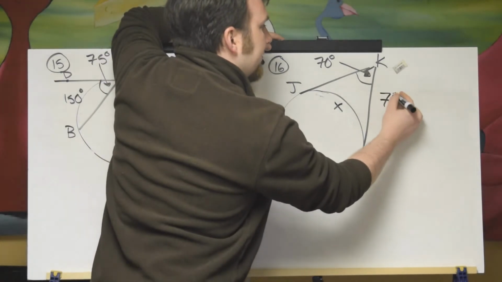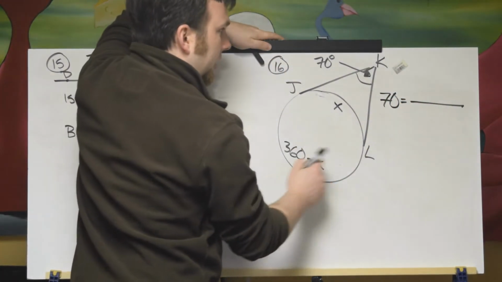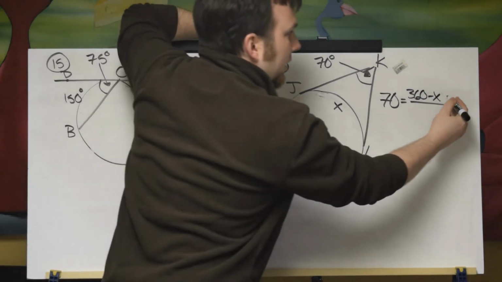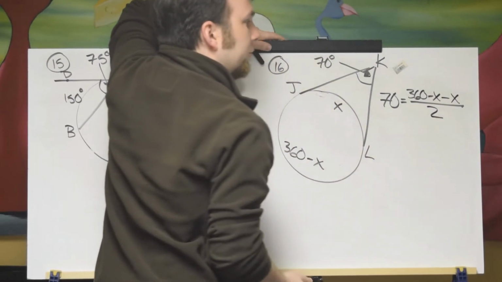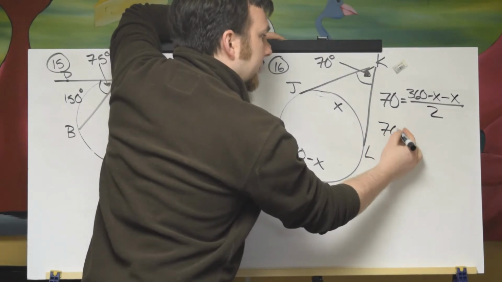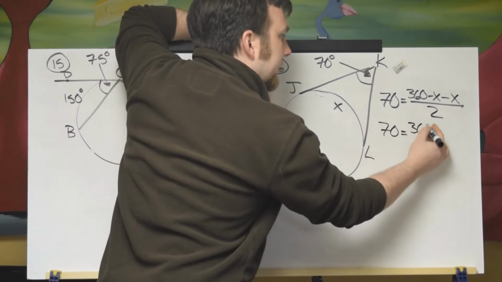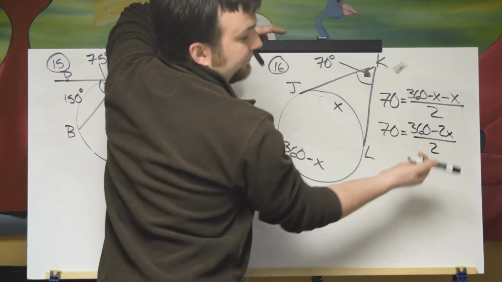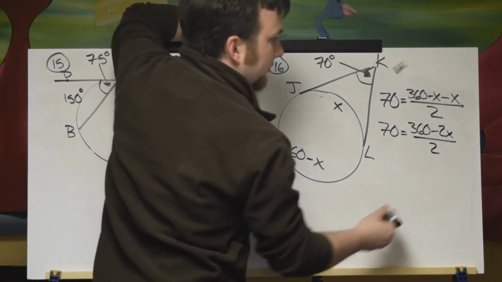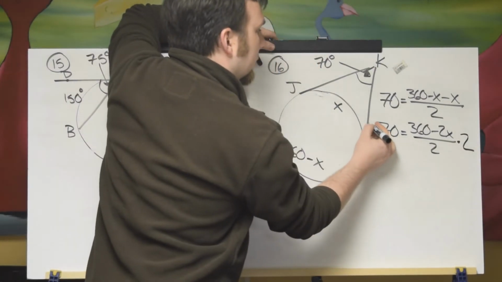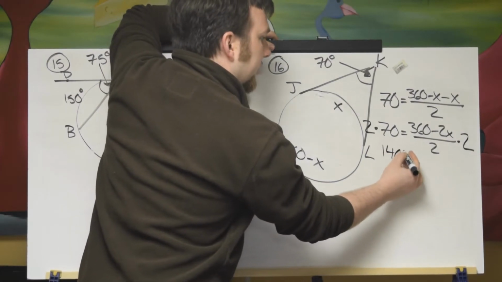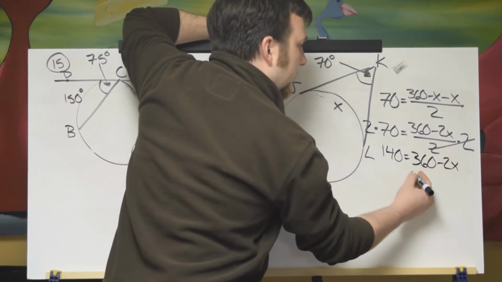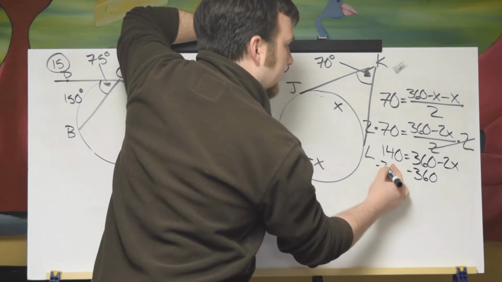So we're going to do that: 70 equals the big arc, 360 minus x, minus the small arc, so minus x, all over 2. If we just clean that up a little bit, then 70 equals 360 minus 2x over 2. Minus x, you're minusing 2 x's. Now we can solve this. We can multiply by 2. 2 times 70 is 140, and it cancels out on this side. 360 minus 2x. We want to subtract 360.